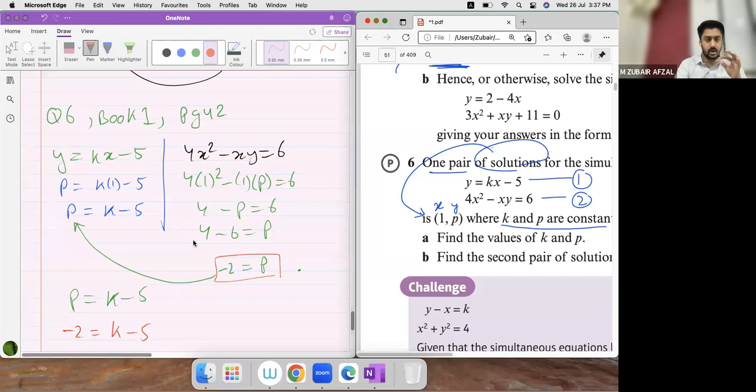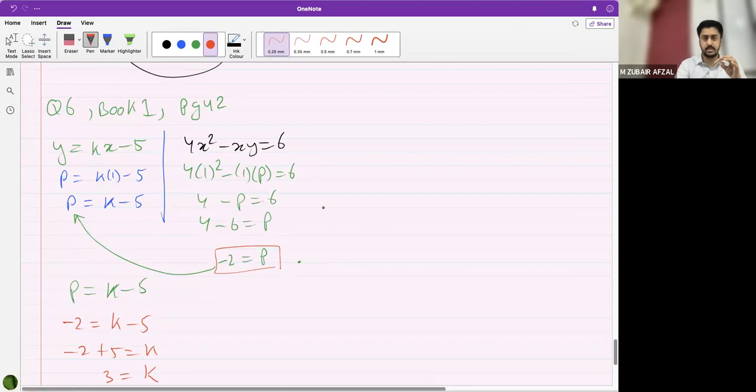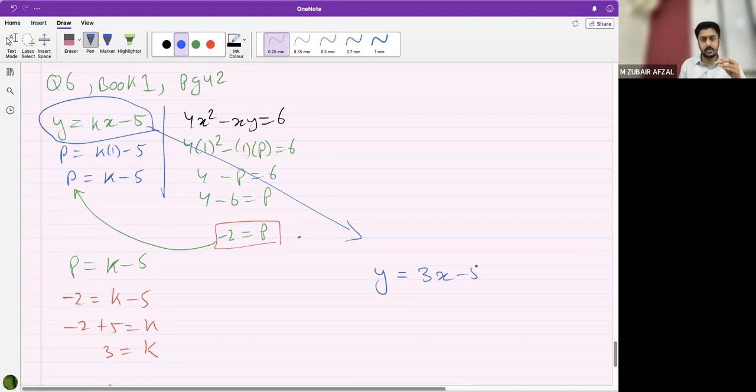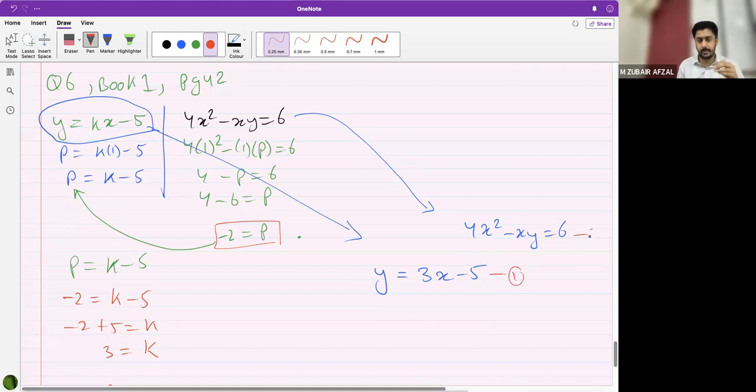Now we know the value of P and the value of K. K is 3, so I can write y equals 3x minus 5 right here. That is the first part. Copying the second equation, 4x square minus xy equals 6. That is the second part. So equation 1, equation 2.